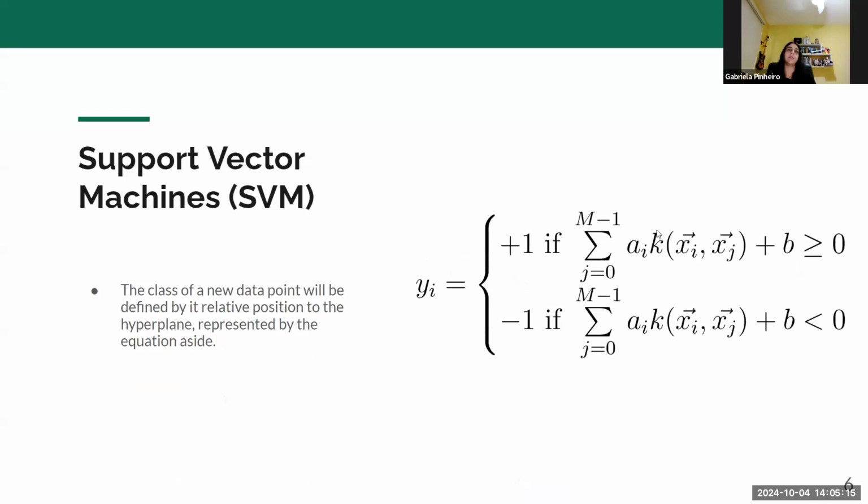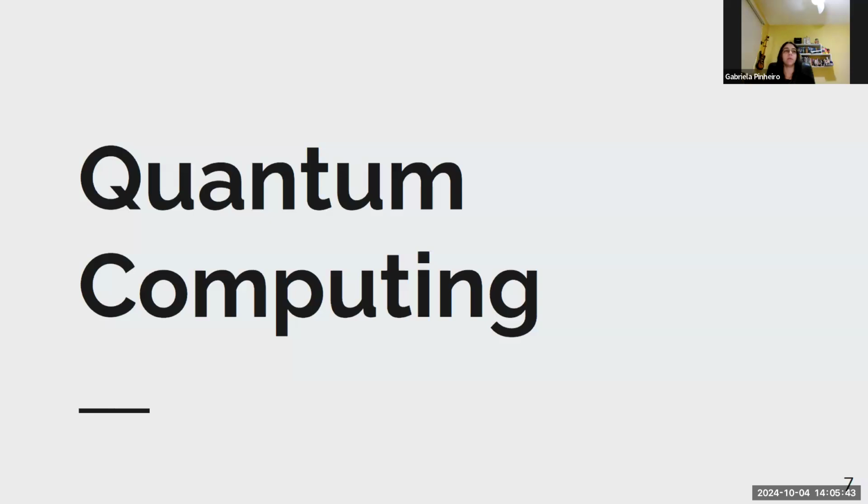And the classification of a new data point will be done by this equation here, where if the value of this equation is positive, the class will be 1. If it is negative, the class will be -1, which is exactly the process of relative position. So the idea here, now that we turned it into a linear system, is trying to find better methods to solve this linear system. And one of them is with the use of quantum computing.